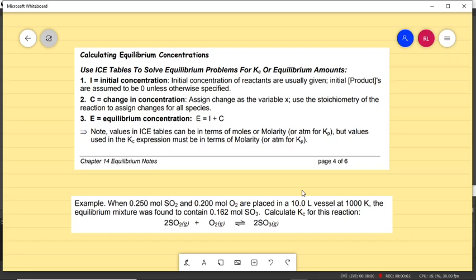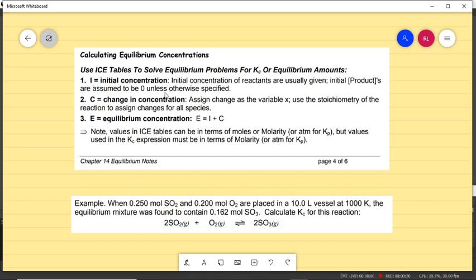In this video, we are going to learn how to calculate equilibrium concentrations. When we say equilibrium concentrations, these are the concentrations of the products and reactants when an equilibrium is established. So ICE is a suggested method for solving equilibrium concentrations.